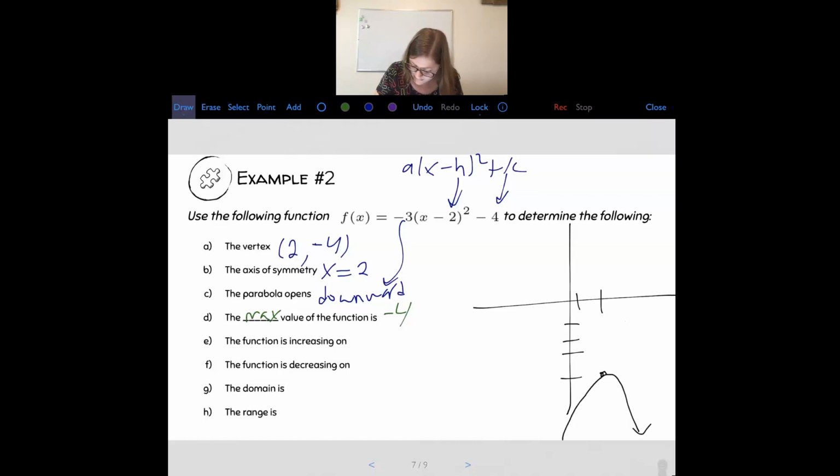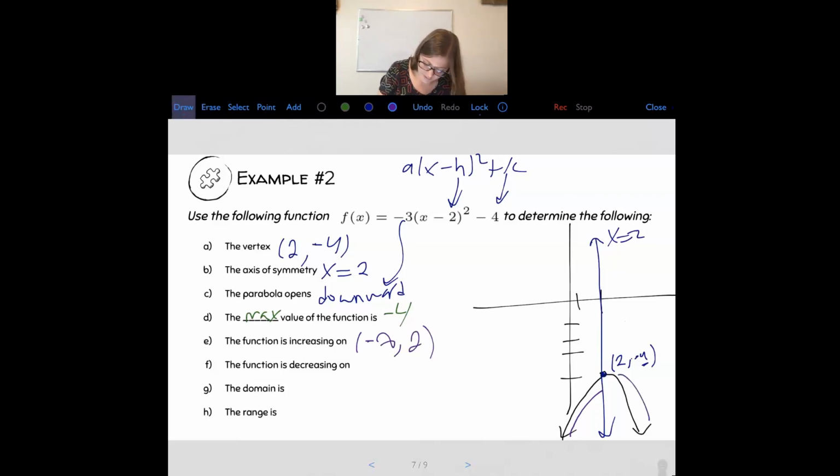Should look like this. Okay, so I still have my axis of symmetry, x equals 2. My parabola opens downward, and this is the point (2, negative 4), so the maximum value is negative 4. The function is increasing from negative infinity to 2, and it's decreasing from 2 to infinity. My domain is negative infinity to infinity, and my range is lowest y value to highest y value. The lowest y value is negative infinity, and the highest y value is negative 4, included, so it gets a bracket.